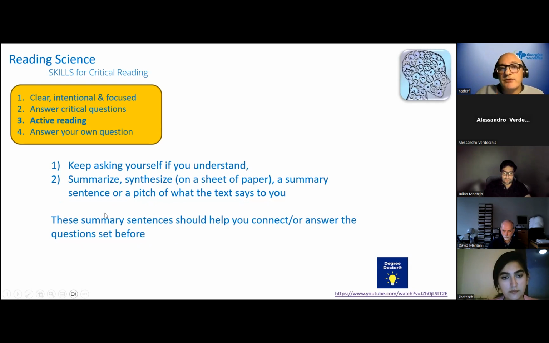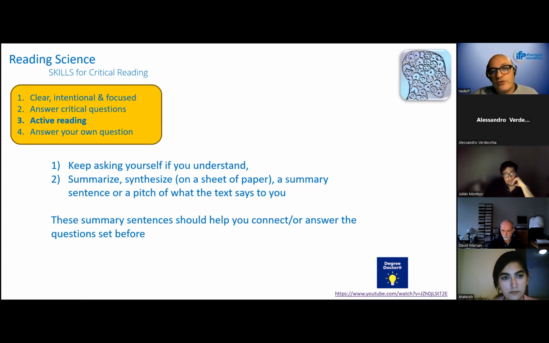And you keep asking yourself if you understand. Summarize, synthesize on a sheet of paper, a summary sentence or a pitch of what the text says to you. I used to write, when I read papers, a sort of pitch on the paper itself. It is very important to do this so that I can keep it.